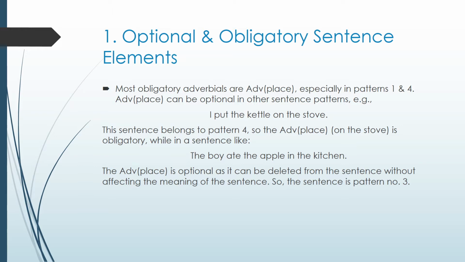In order to identify the pattern of the sentence and the type of the verb we have in the sentence, we have to first of all decide whether the adverb of place on the stove is an obligatory element in the sentence or optional. So how can we do that? We can do that simply by doing a simple test, which is that we try to delete this element from the sentence and see the meaning of the sentence after deleting it.